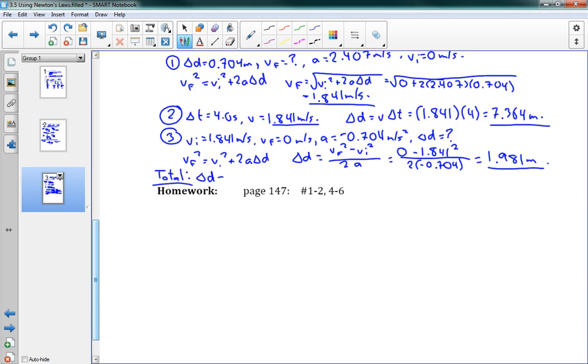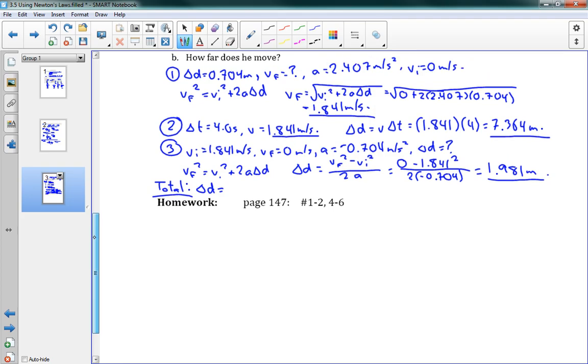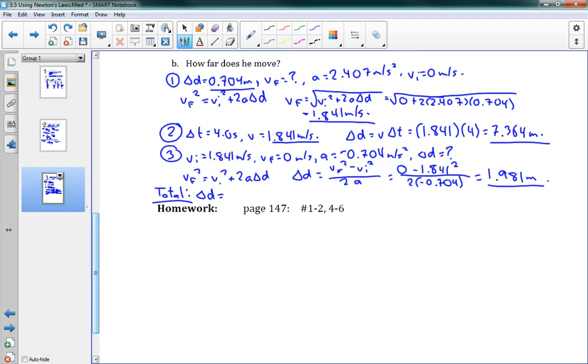And say delta D is equal to, and we grab our delta D's from each of the steps. So step 1, we had 0.704 plus 7.364 plus 1.981, and that gives us a grand total of 10.1 meters.